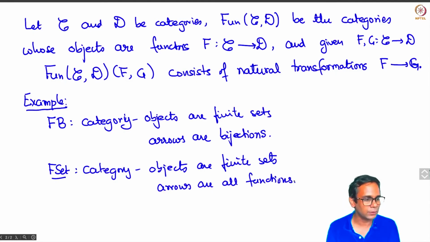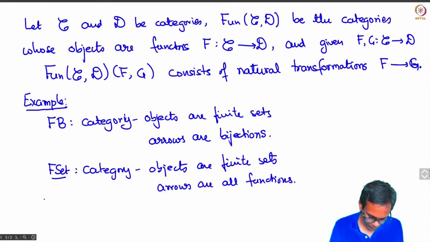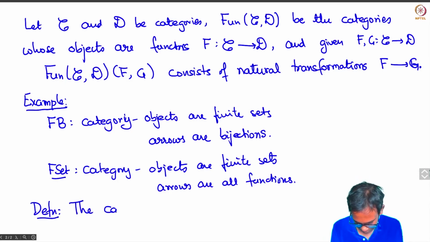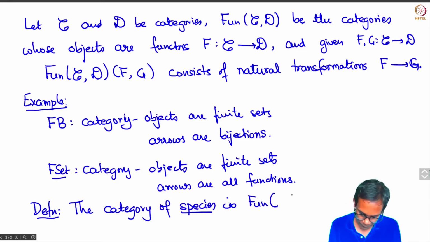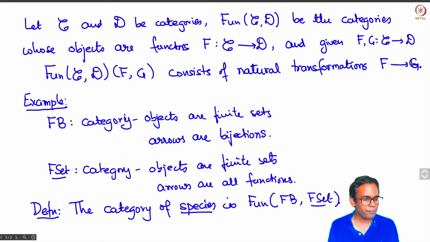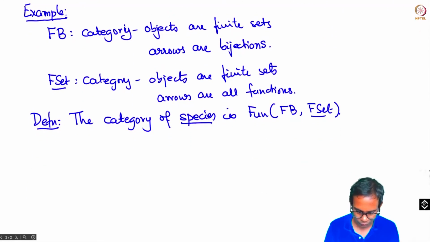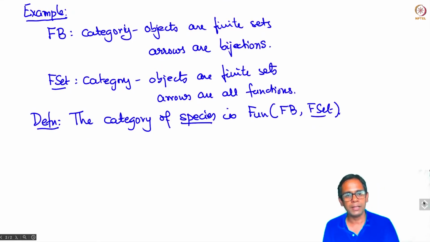Arbitrary functions are arrows in this category. Then the definition is: the category of species is the functor category of functors from FB to FSet. Okay, so this succinct definition keeps track of a lot of information. So let me translate this into plainer English.